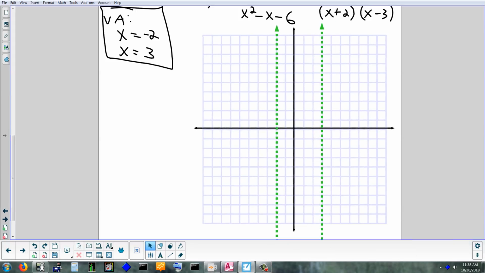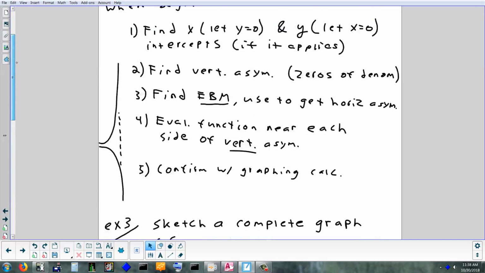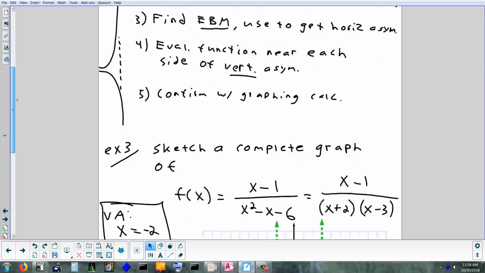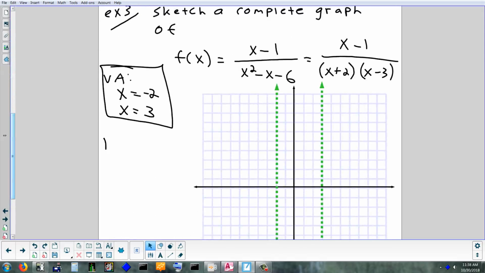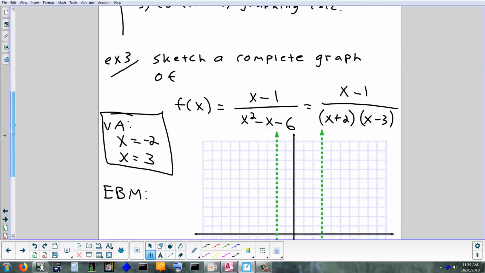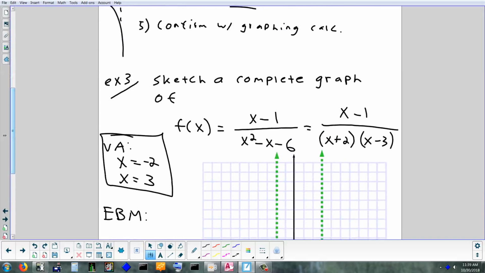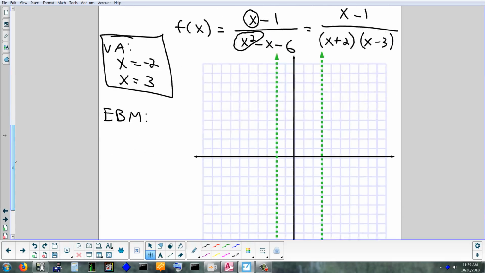All right, so I got my vertical asymptotes. Now let's find the EBM, and that'll give me my horizontals. To find the EBM, it's better to go back to the original problem because you want to be able to see the highest degree term. You can't see that unless it's all foiled out. There's the highest degree term in the top. There's the highest degree term in the bottom. x over x squared.